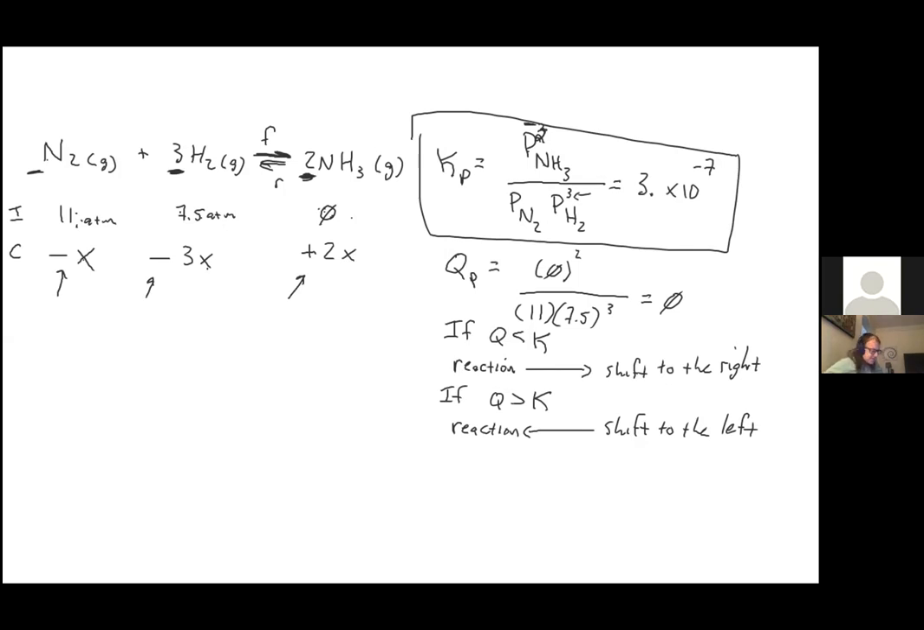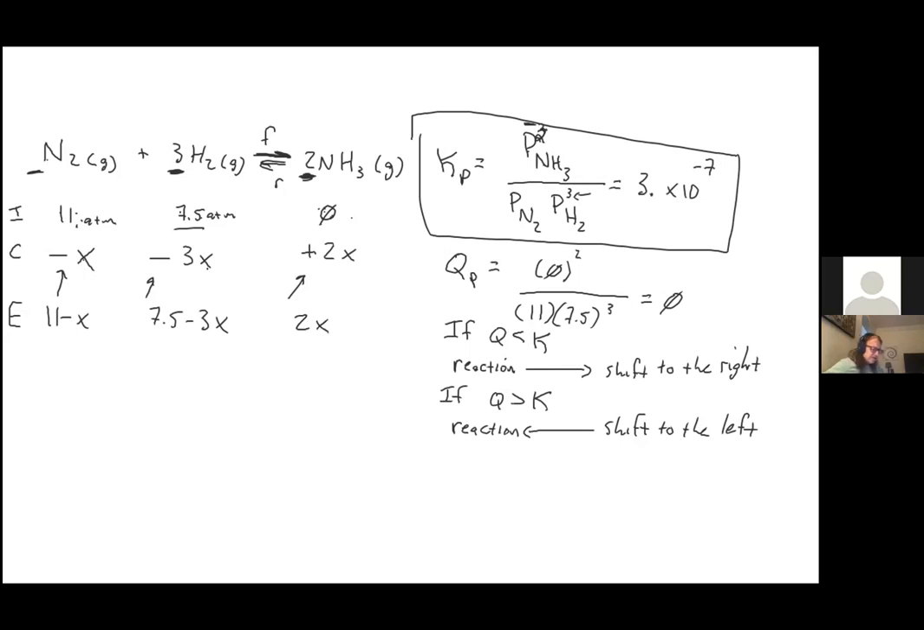Okay. So now at equilibrium, here's what happens. You start off at 11 and you go down by some amount. We still don't know by how much. We're actually going to figure out by how much in a moment. You start off at 7.5 and you go down by some amount, 3 times as much as you did for nitrogen. And you start off at 0 and you go up by 2x.